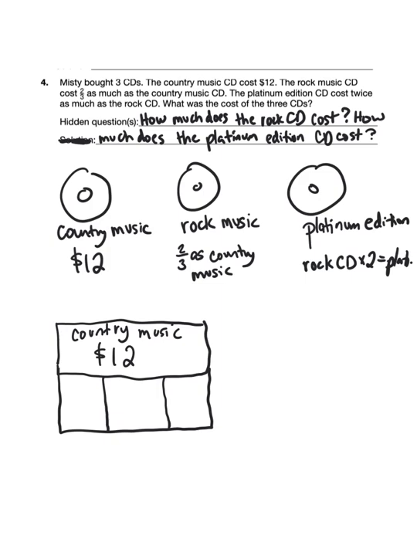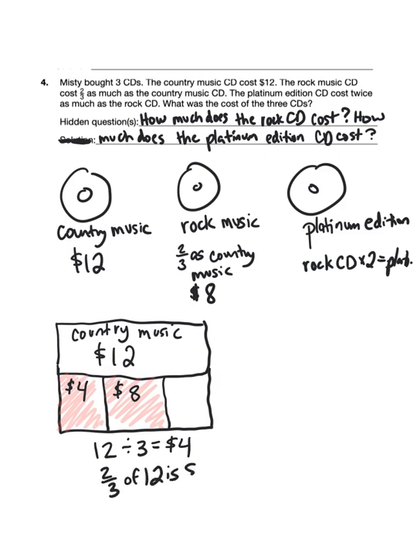The rock music CD costs 2/3 as much as the country music. So this is 1/3 and this is 2/3. So $12 divided into 3 equal pieces will give us $4 for each third. So this is $4, and then our second third would be $8. Okay, so that means that the rock music CD must cost $8. So that's 2/3 of 12. 2/3 of 12 is $8.